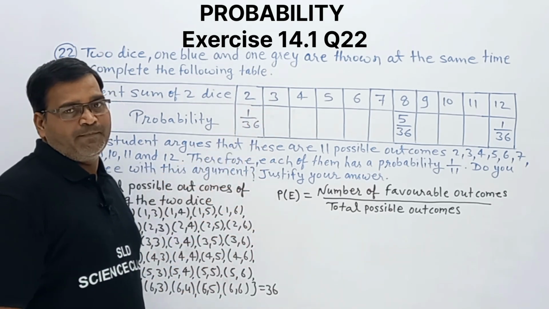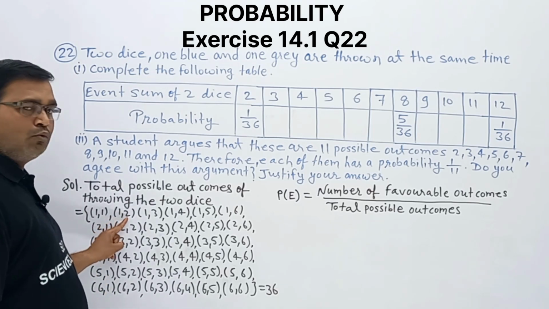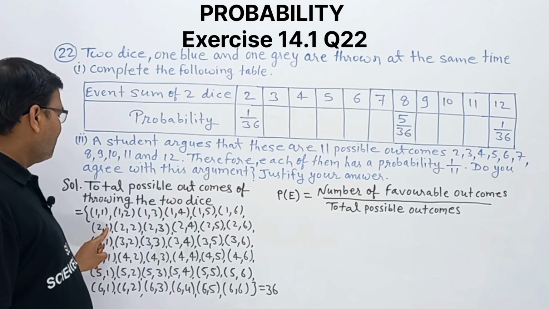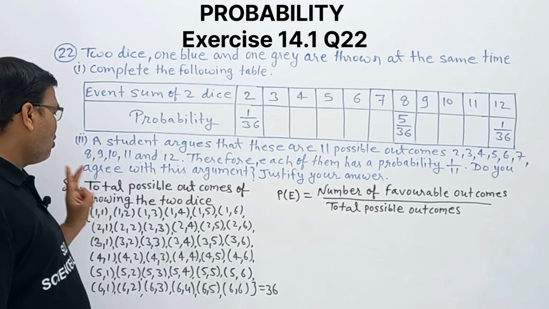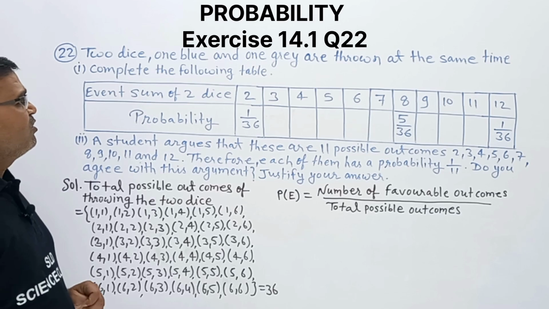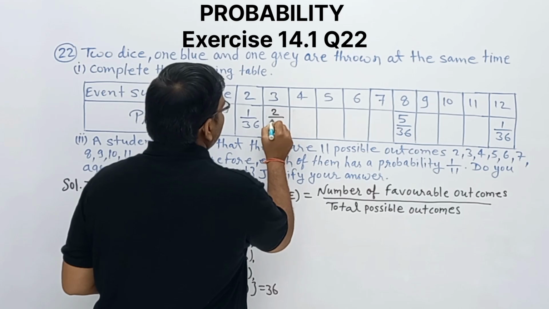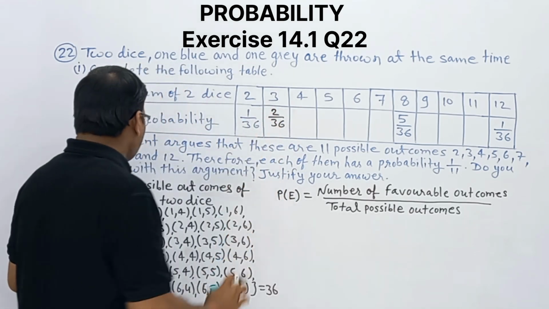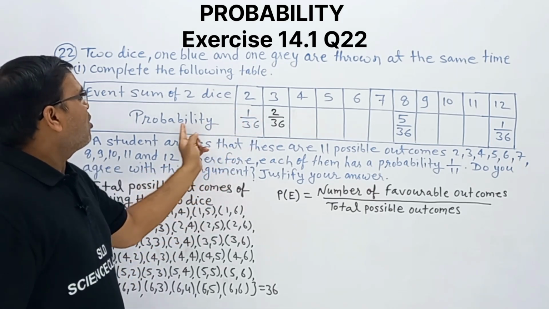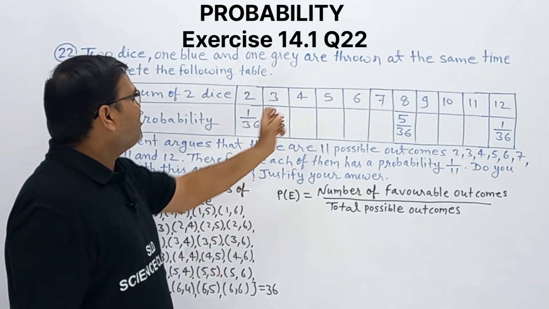Now sum 3. For sum 3, the outcomes will be 1, 2 and another one is 2, 1. Only these two outcomes have sum 3. So the probability will be 2 upon 36, as the favorable outcomes are 1, 2 and 2, 1.